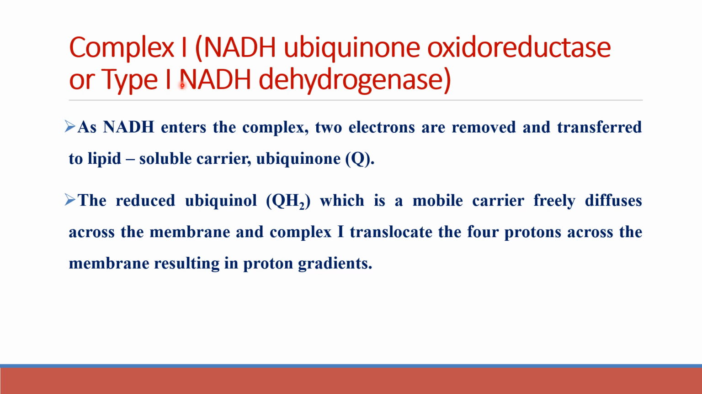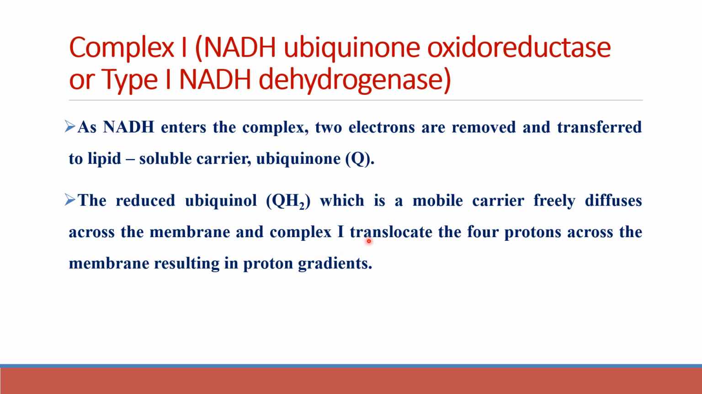Complex 1 we also call NADH ubiquinone oxidoreductase, or type 1 NADH dehydrogenase. When NADH plus H+ enters this complex, 2 electrons are removed from it and transferred to the mobile electron carrier present in the inner mitochondrial membrane, which we call ubiquinone, abbreviated as Q. When the electrons are transferred, ubiquinone gets reduced to ubiquinol, QH2. This mobile carrier easily diffuses across the membrane, transferring the electrons from complex 1 to the next one.